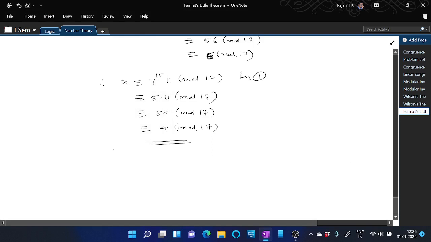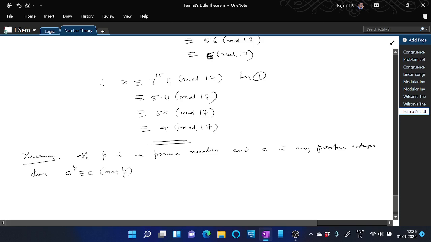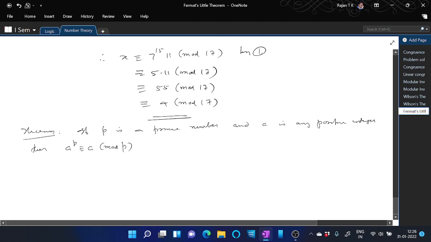Now we prove another result. It's a theorem. If P is a prime number and A is any positive integer, then A raised to P is congruent to A mod P. That is another result that we get using Fermat's little theorem.